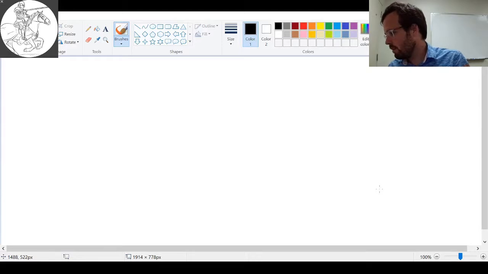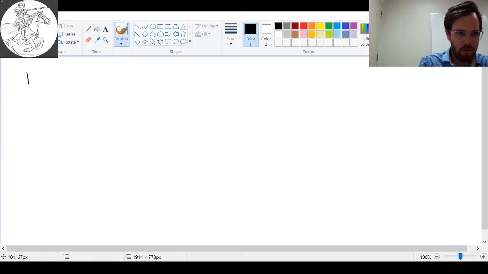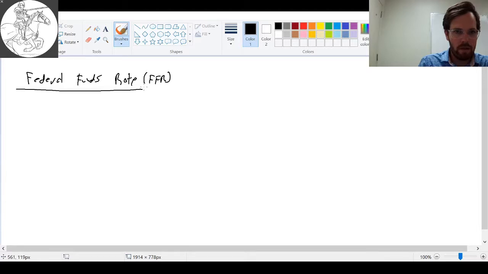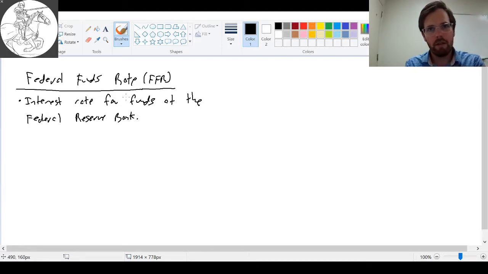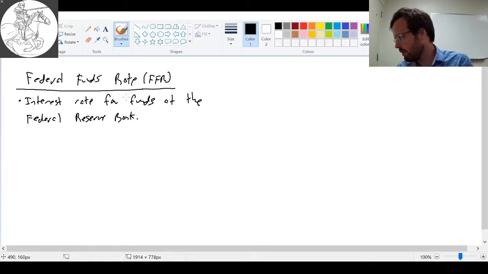So let's go to a new page here. And so the next one is federal funds. We all hear about this in the news. So the federal funds rate, also known as the FFR. This is the rate that the central bank controls, and the central bank of America is the Federal Reserve Board. And so this is the interest rate for funds in the Federal Reserve at the Federal Reserve Bank. So it's a very small rate, and again, this is what the Federal Reserve controls when they lower rates or increase rates. Commercial banks at the Federal Reserve Bank.